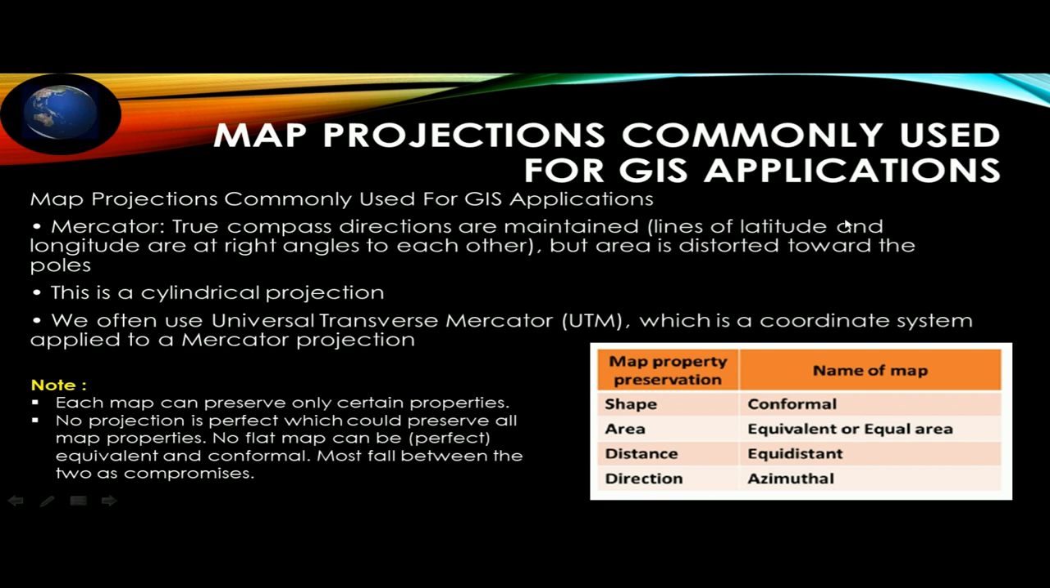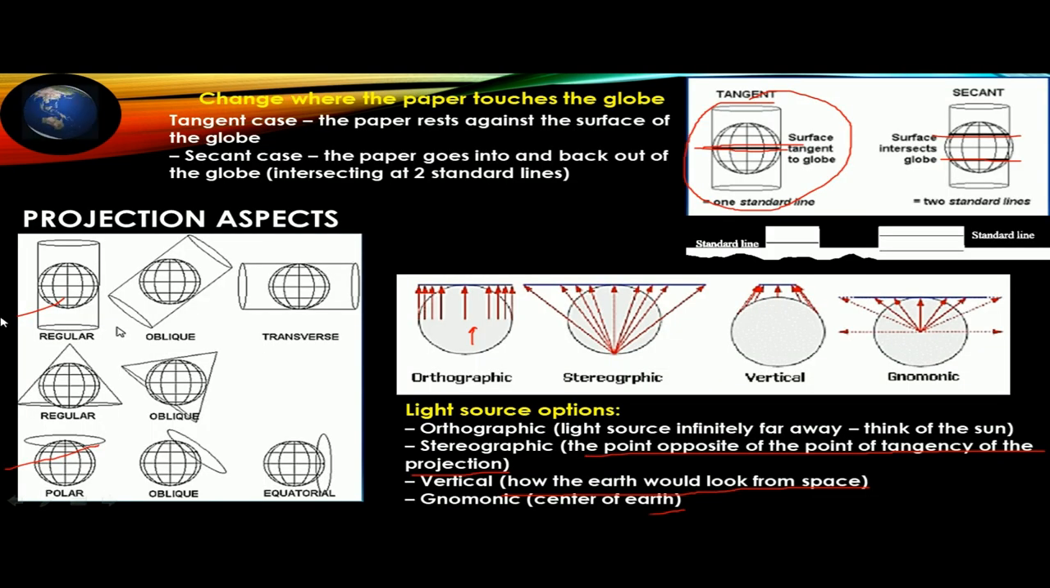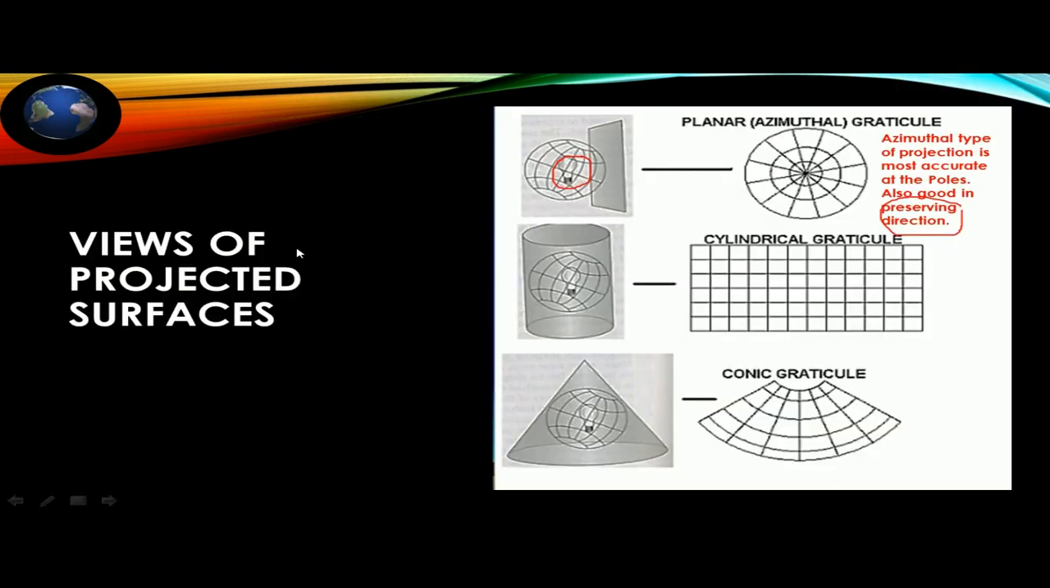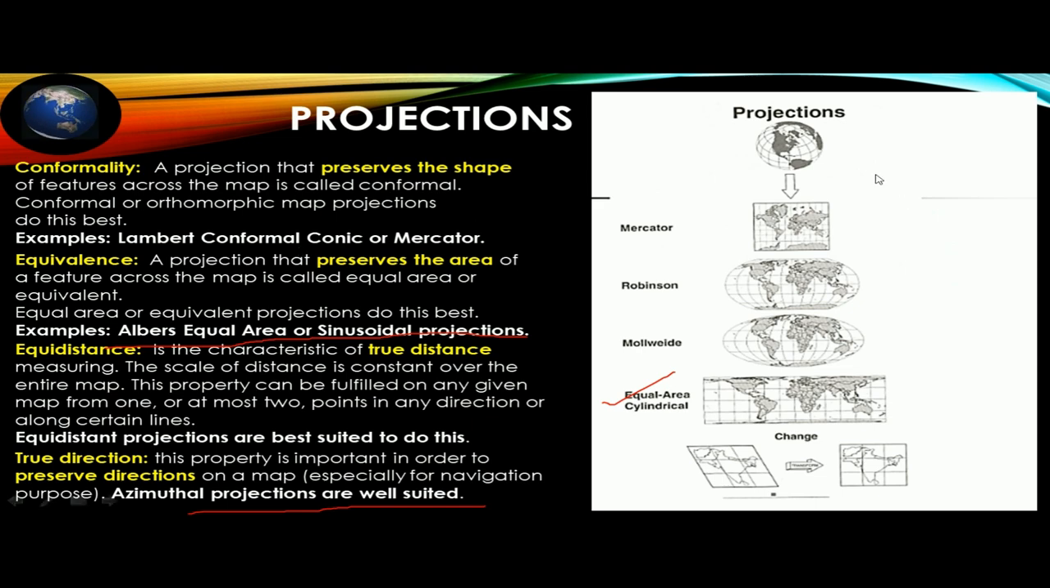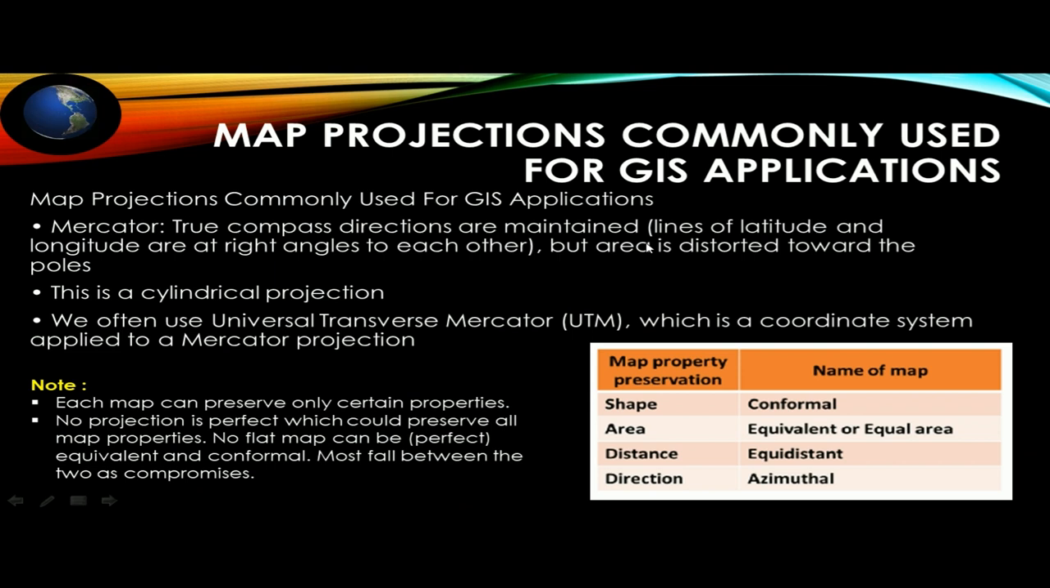Okay, so which map projection is commonly used for GIS applications? Mercator. Mercator comes under cylindrical projection, as I have shown you here. You can see cylindrical Mercator. In Mercator projection, true compass directions are maintained. Lines of latitude and longitude are at right angles to each other, but the area is distorted towards the poles.